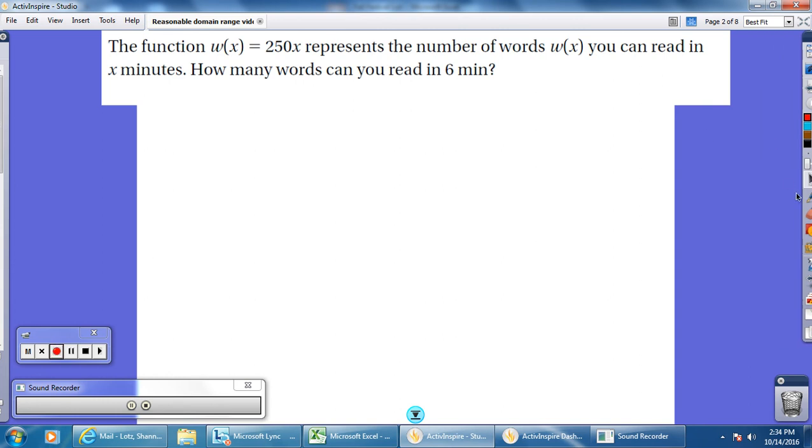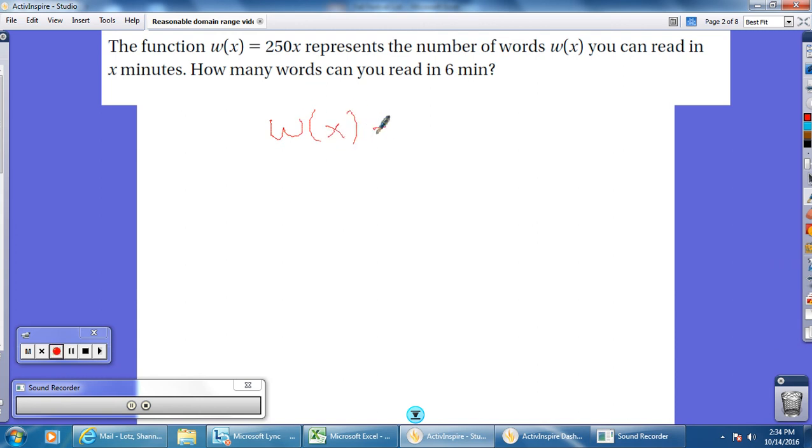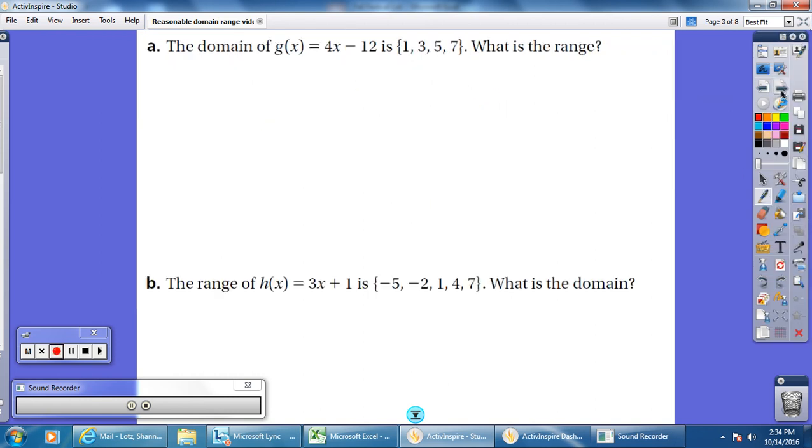We're going to plug in W of x is equal to 250 times 6. So that's all we're doing. We're plugging in. What's 250 times 6? So that's 0, 0, 12, 13, that's 1,500, I think. Double check me. So in 6 minutes, you should be able to read 1,500 words. That's all this is. Let's look at the next one.